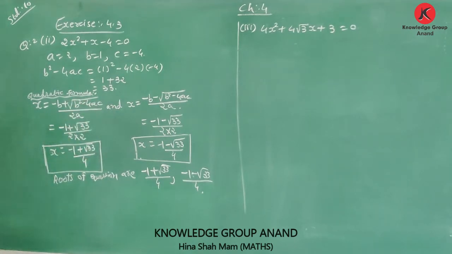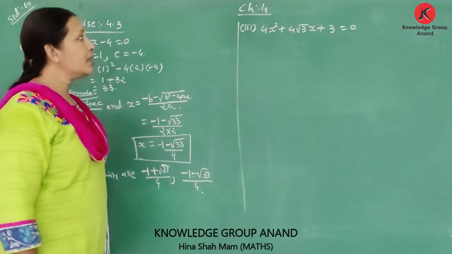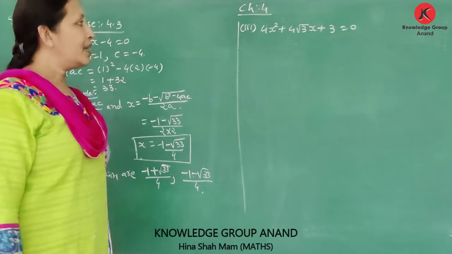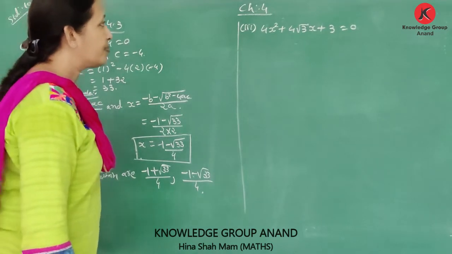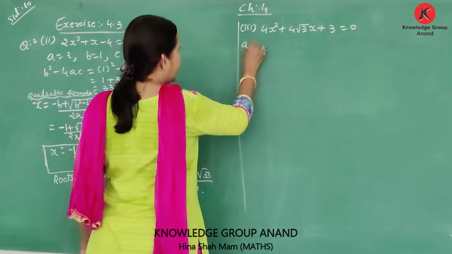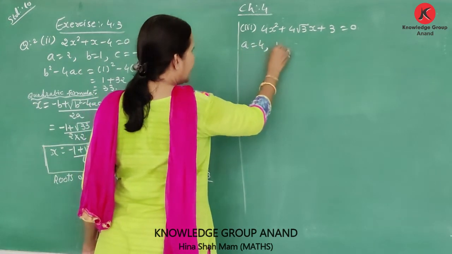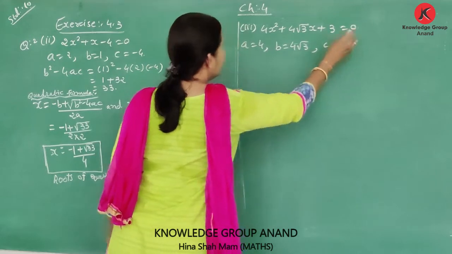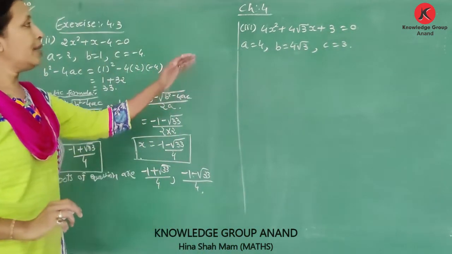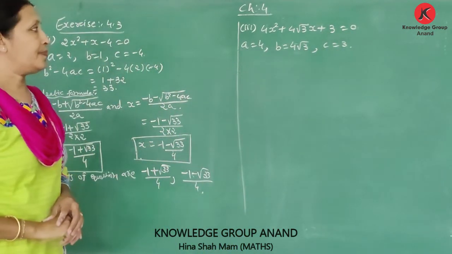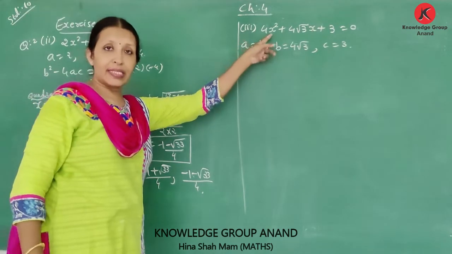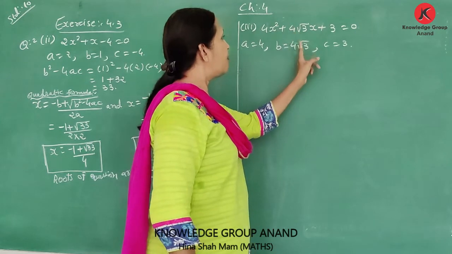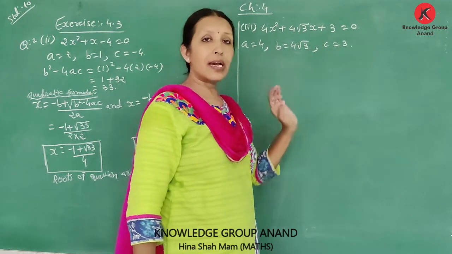Number 3, 4x square plus 4 root 3x plus 3 equals 0. Here a equals 4, b is equal to 4 root 3 and c is equal to 3. A, b and c: a is the coefficient of x square, b is the coefficient of x, and c is the constant term.